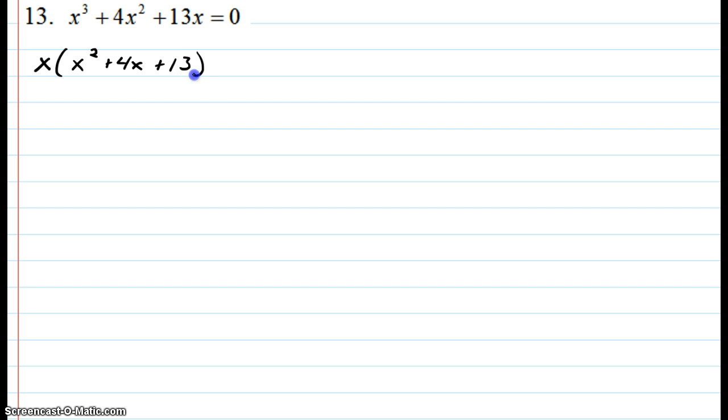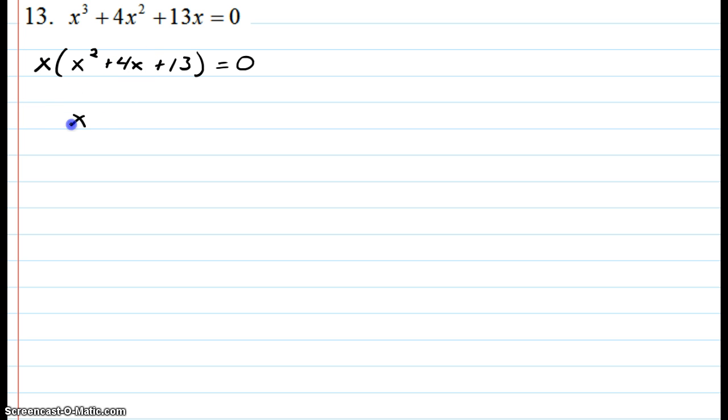plus 13 equals 0. If you haven't done so, now would be a good time to pause the video and try it on your own. So as we look at this, the only numbers that multiply to 13 are 1 and 13, so we're not going to be able to get 4.